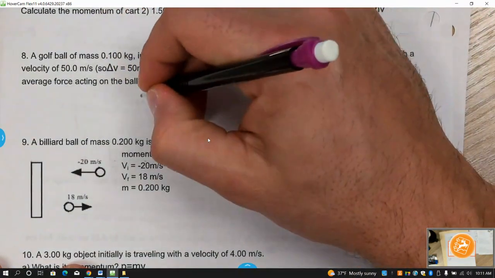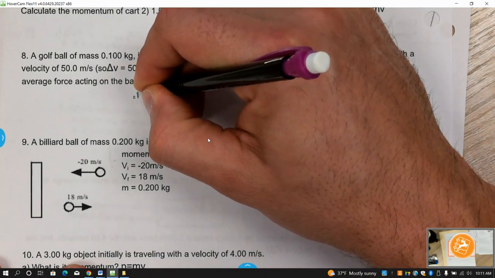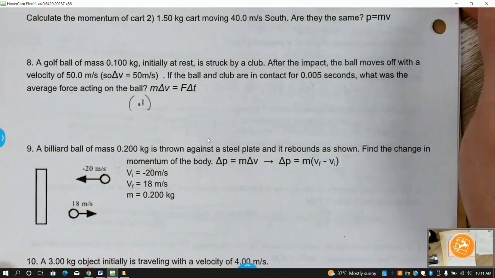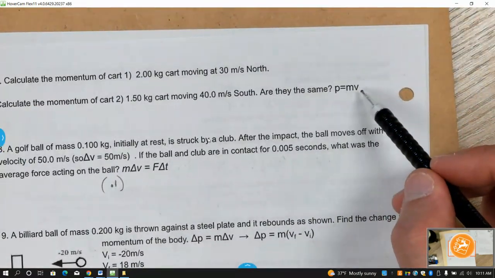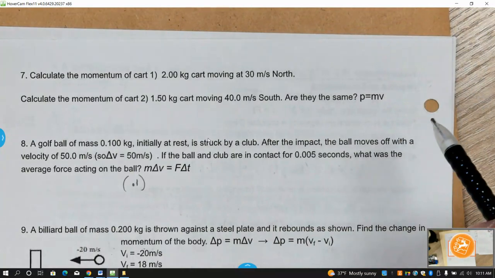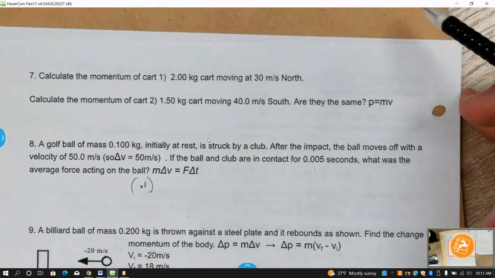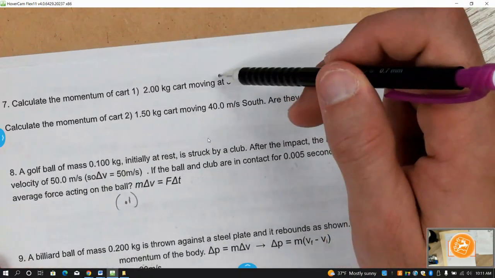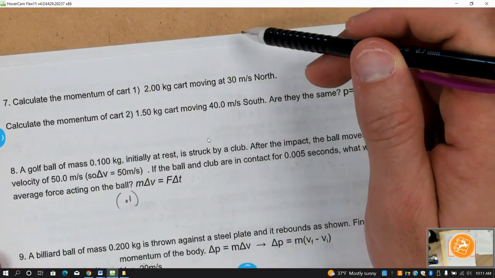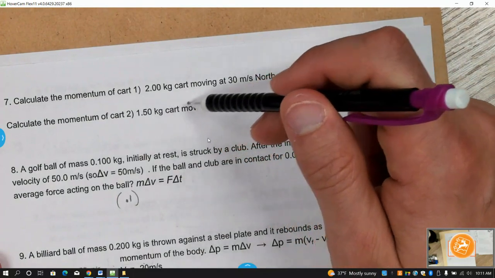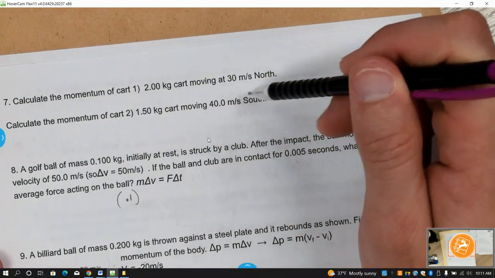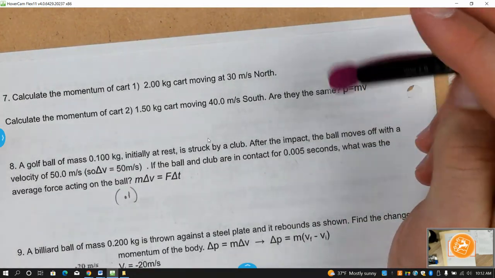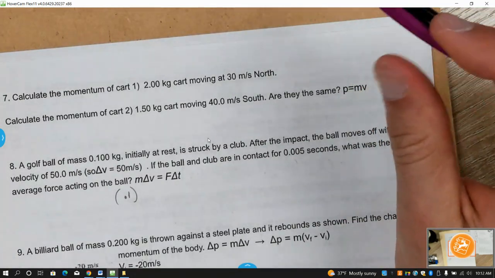All right, a golf ball has a mass of 0.1 kg. For number 7, you're just going to do mass times velocity for each, and they're going to ask, are they the same? You have a 2 kilogram cart moving at 30 meters per second to the north, and a 1.5 kilogram cart moving at 40 meters per second to the south. Do they have the same momentum? So you multiply them out. Do they have the same magnitude?